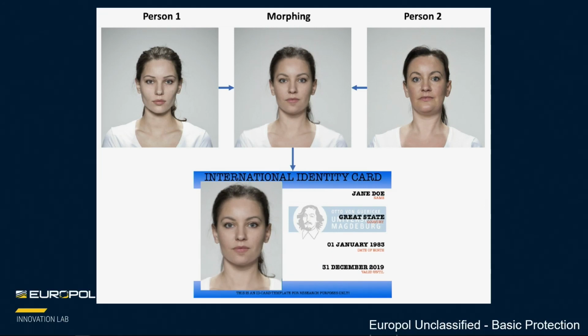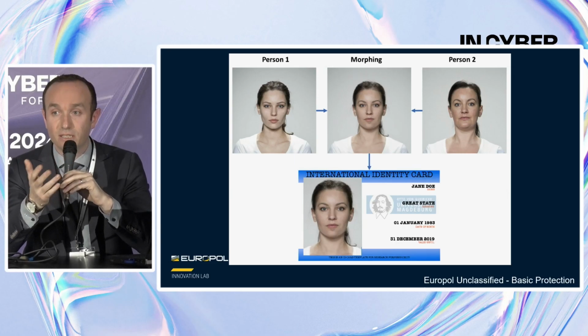And what are you going to do with it? You just do it, and you have two people who can use the same identity. And if you are law enforcement, you check the document, you look at the picture, you look at the person, you could say, yeah, that's the same person. So that's a very good way to do identity theft.